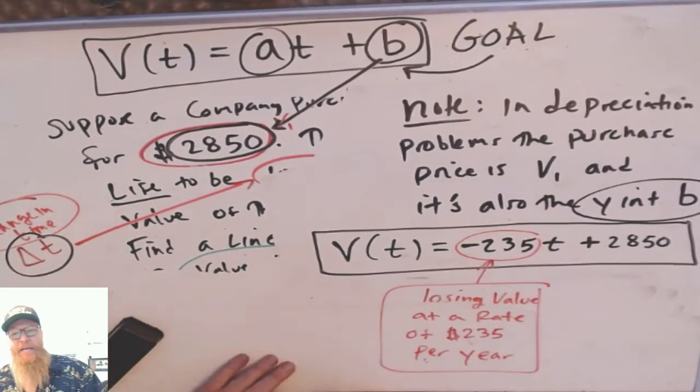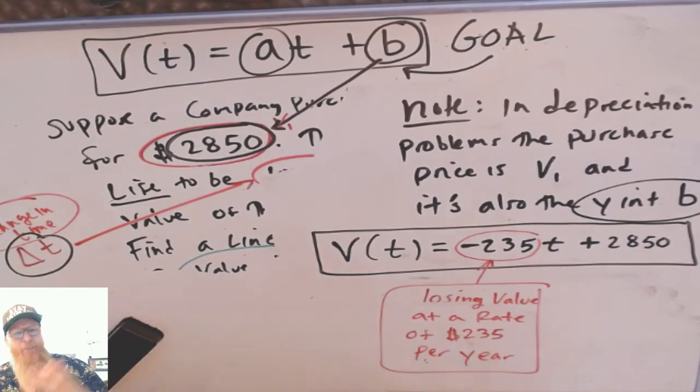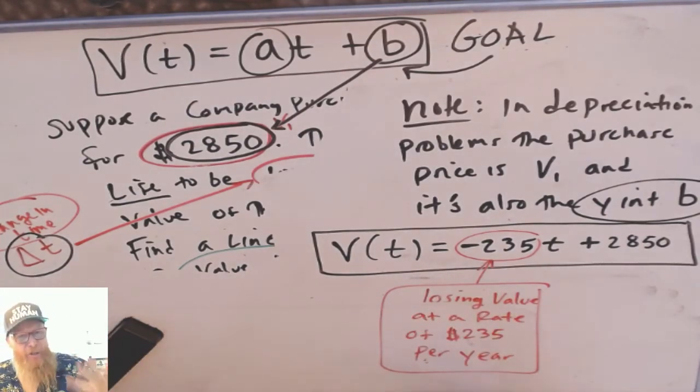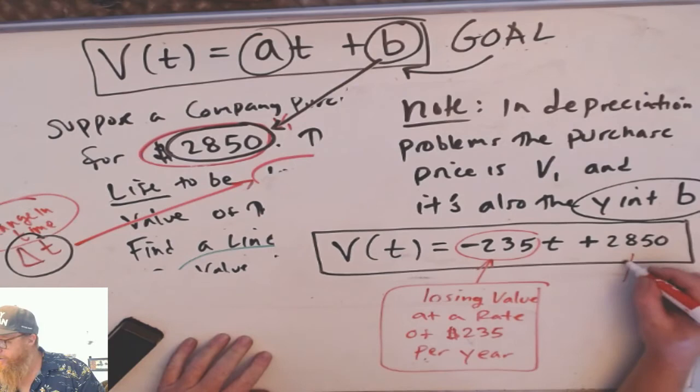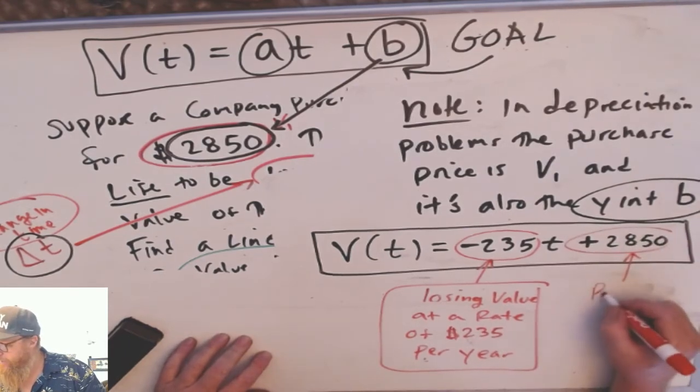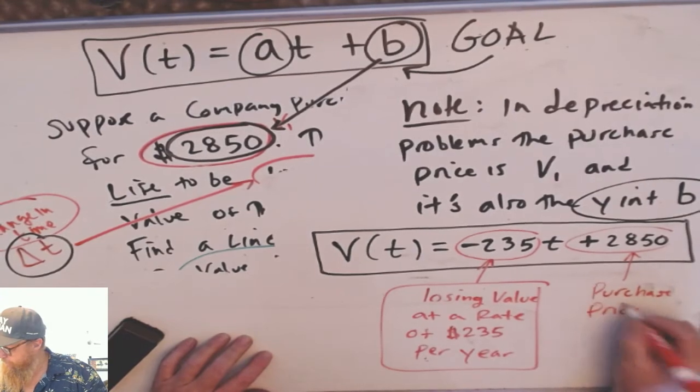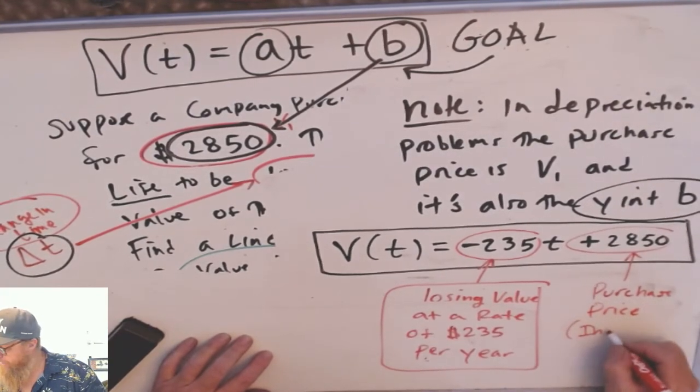That's what A means. It's the rate at which it's depreciating. So every year your computer is worth $235 less than it was the year before. And then the 2850 is just the purchase price, also called the initial value.